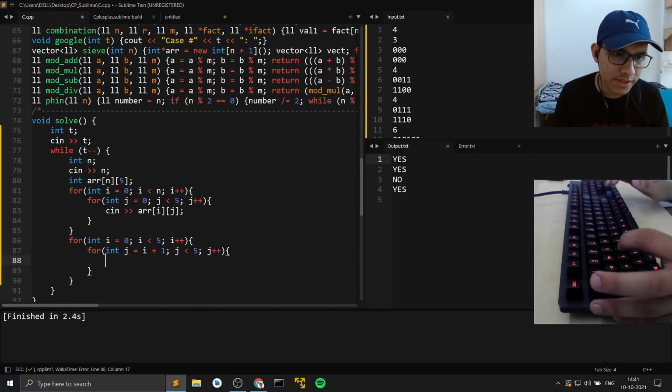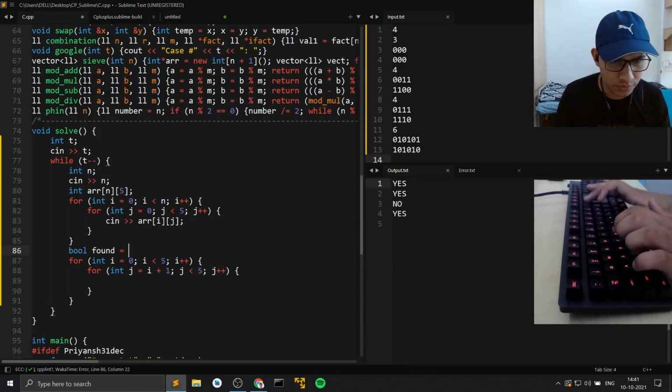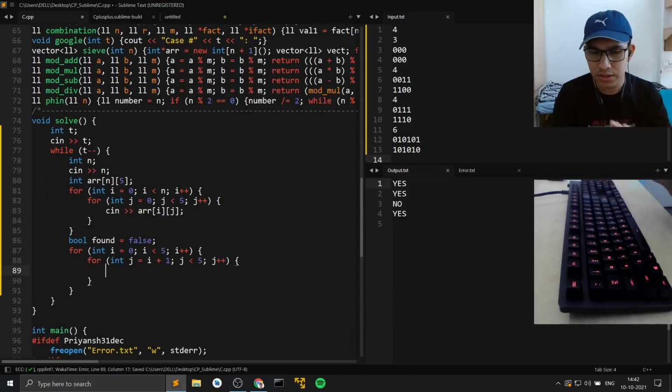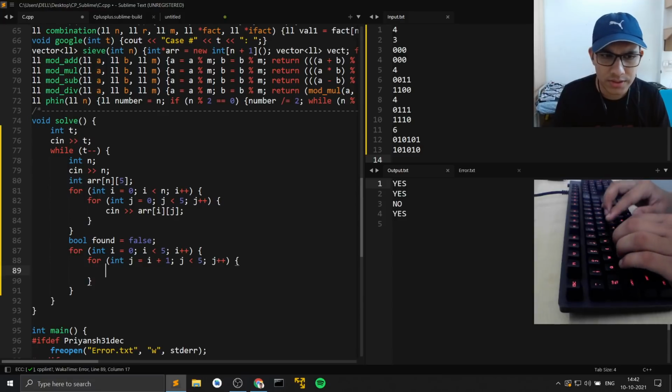So these are the 2 days that I'm considering, and I can have a variable bool found equals to false, which tells me whether I found my answer or not. Now there are 3 types of people here. The first are only convenient for day 1, the second are only convenient for day 2, and the third are convenient for day 1 and day 2. Yeah, I think that should be fine.